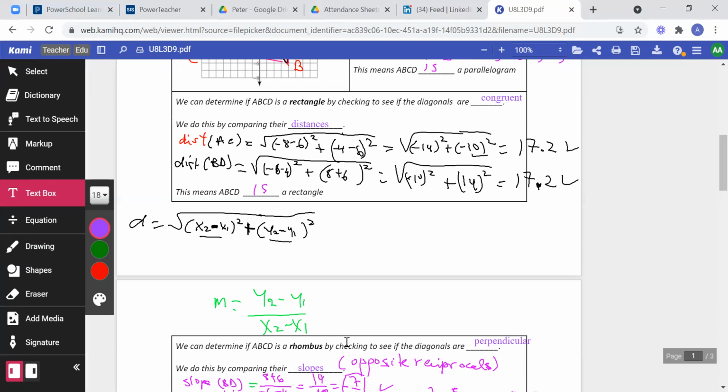And for the case of a trapezoid, try to see if the two sides that look parallel are really parallel by looking at their slopes. If they have the same slope, that means they are parallel, okay? And in a trapezoid, we only have one set of parallel lines.